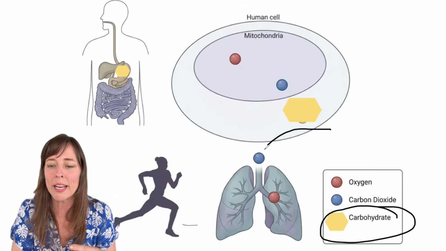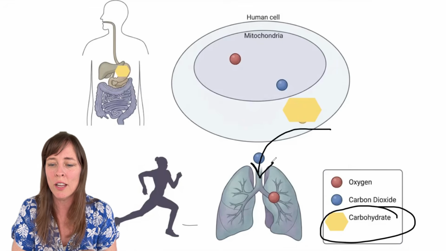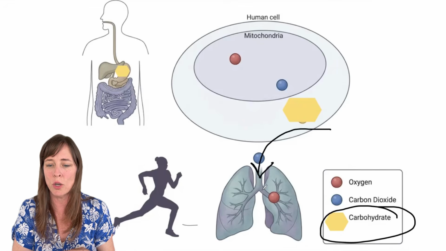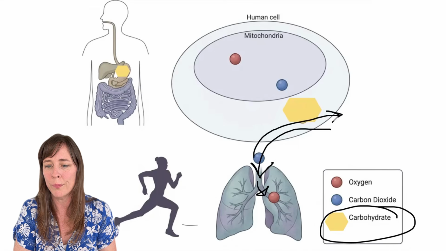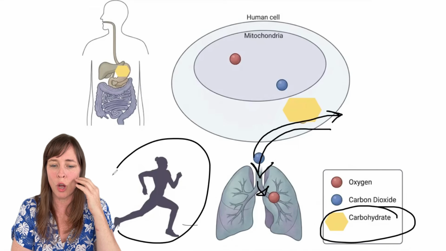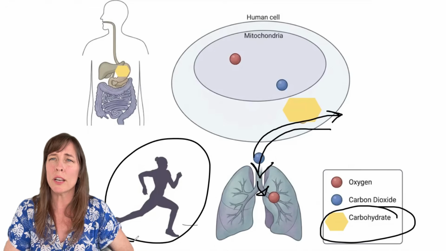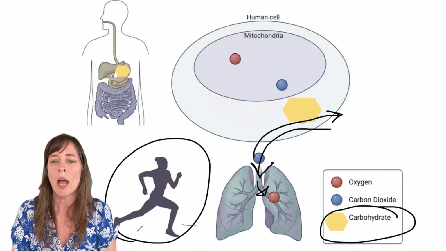And then we breathe the oxygen. So the oxygen is going all the way in. And then the carbon dioxide is going to go out. And this is all a result of our basal metabolic rate, and also just our activity level.